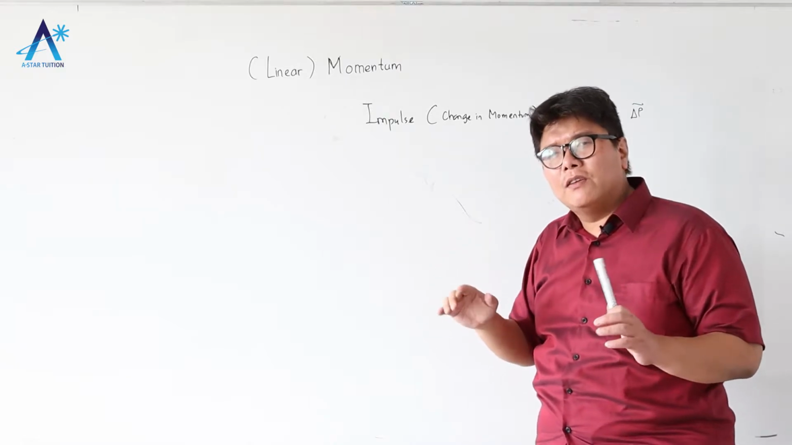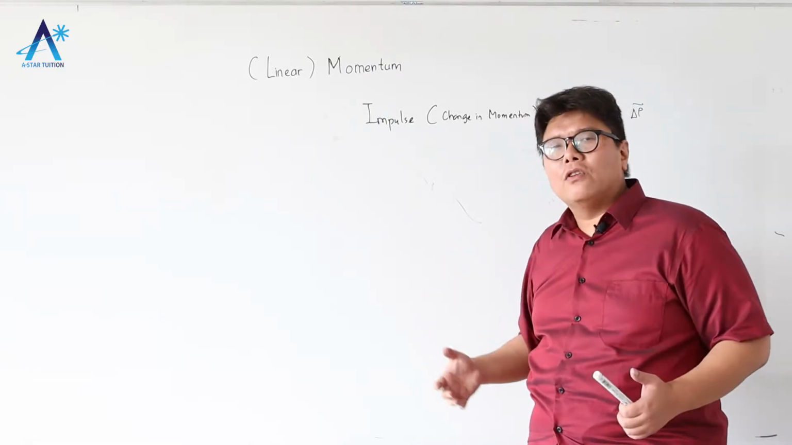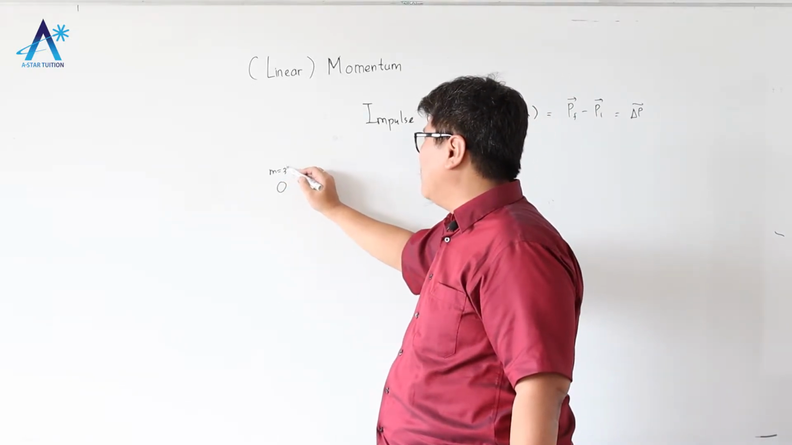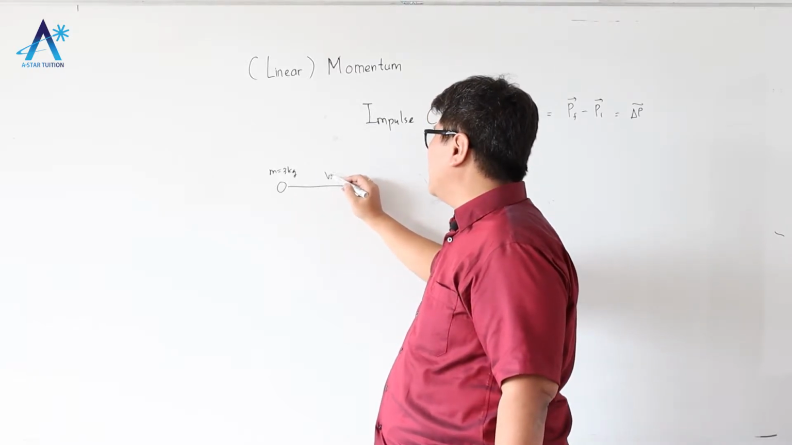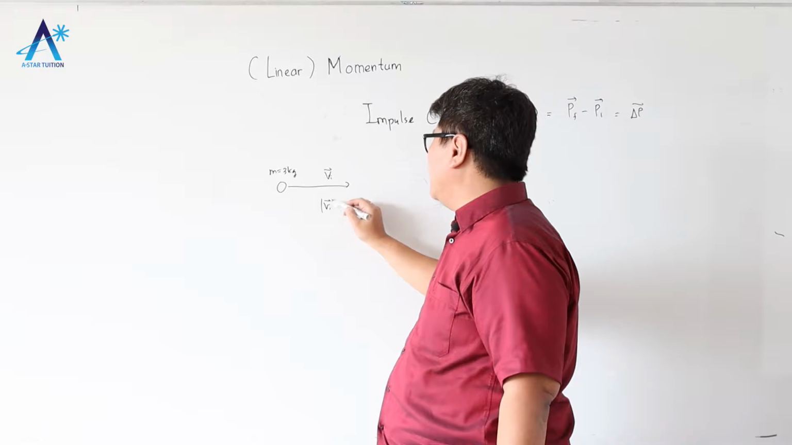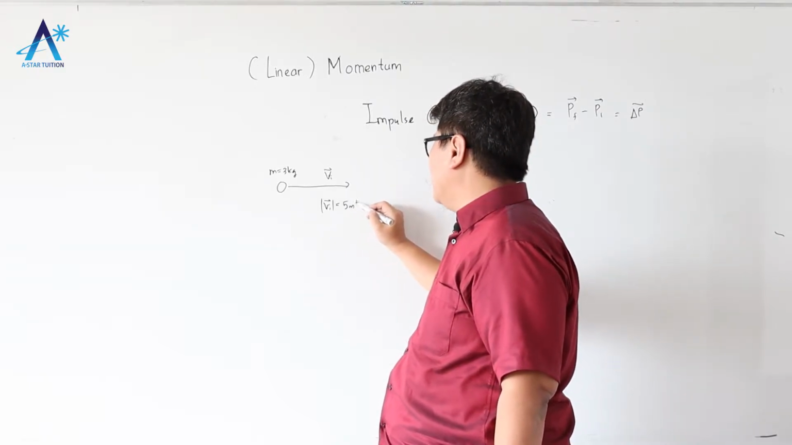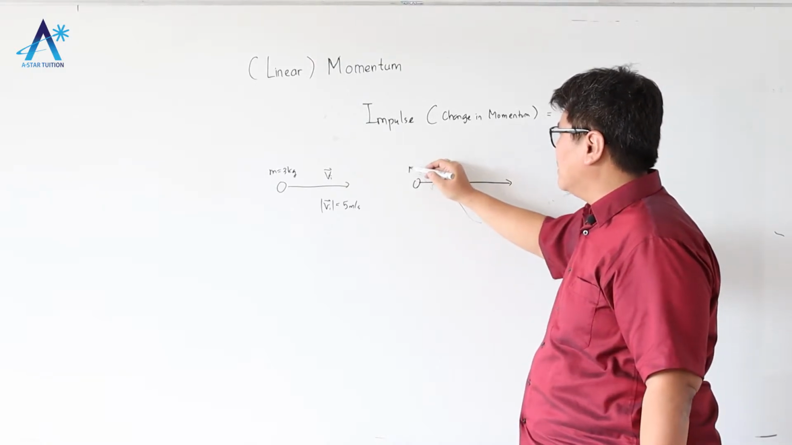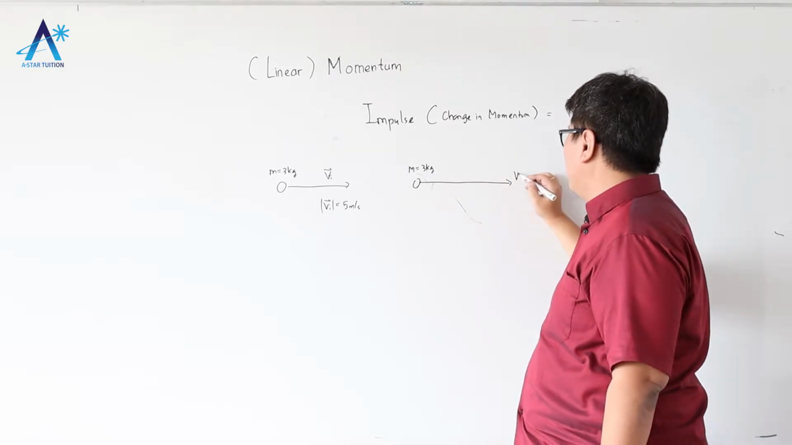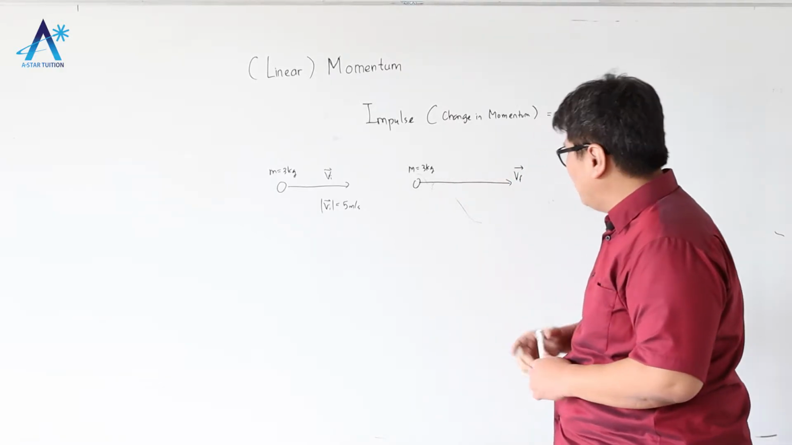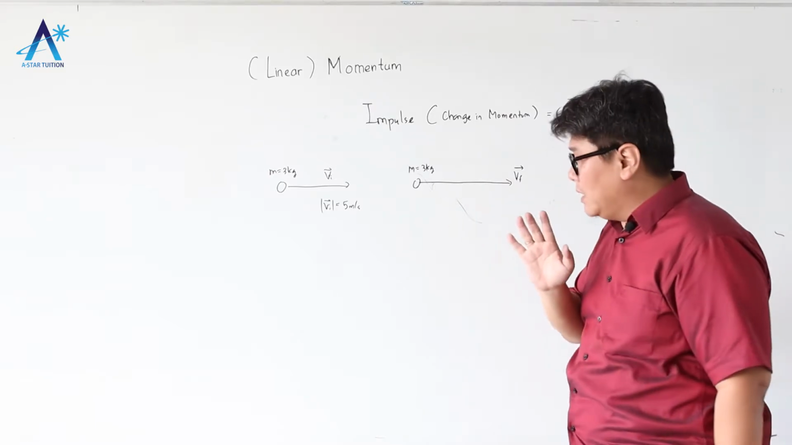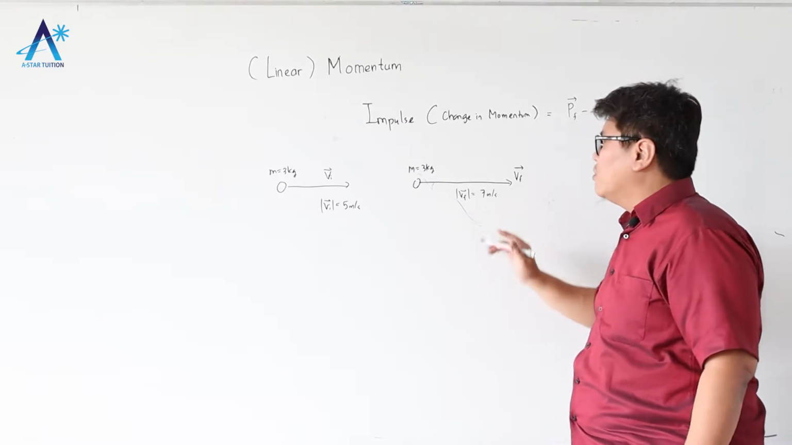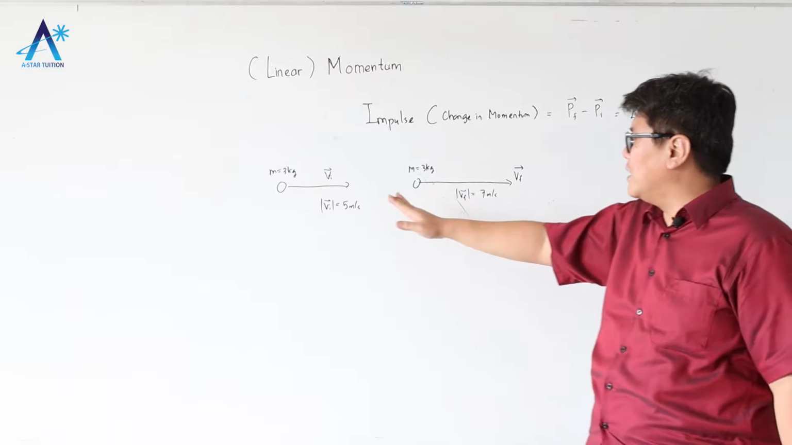The first example is when the magnitude of the velocity changes, the speed changes. So the mass here is again 3 kilogram. It moved with an initial velocity with a magnitude of 5 meters per second. And then some time later, the same mass now moves with a different velocity, but the same direction, by the way. So the speed is now, let's say, 7 meters per second.